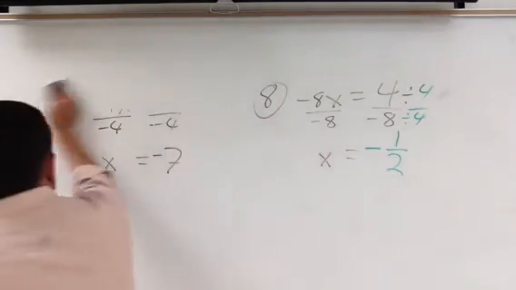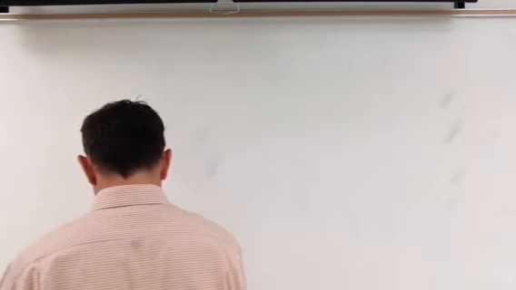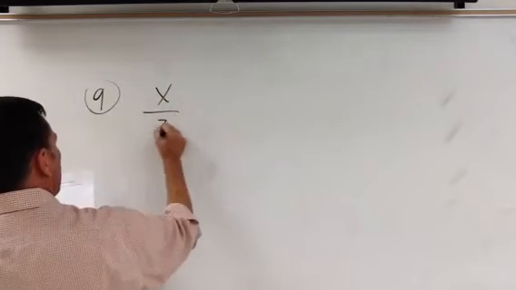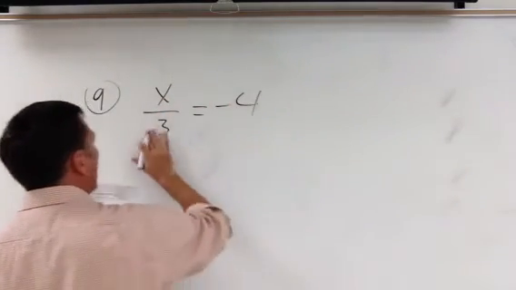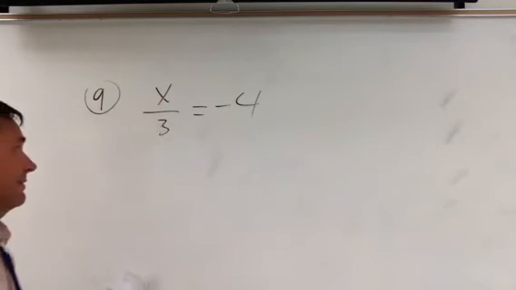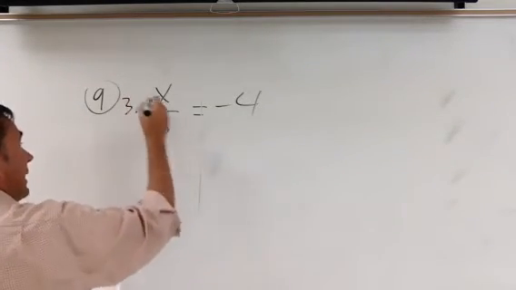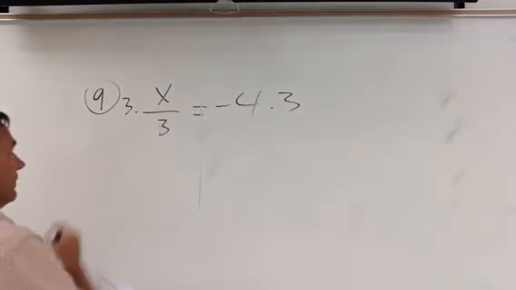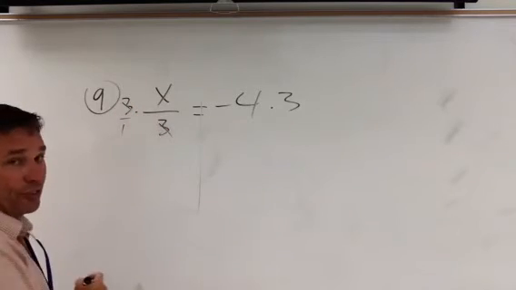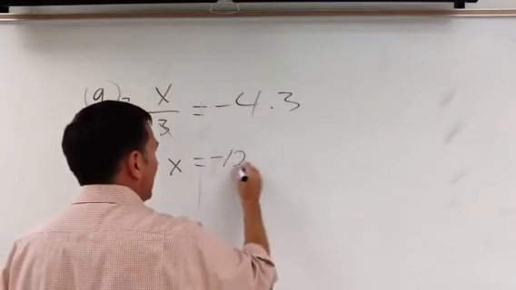Number 9. Now we have something being divided. We have x divided by 3 equals negative 4. Now, what is the 3 doing to the x? It is dividing. So the inverse of dividing, we multiply both sides by 3. In this case, there's a 3 on top here, and the 3 on the bottom cancels out, just like when we're dividing. So we're left with x. Negative 4 times 3 is negative 12.